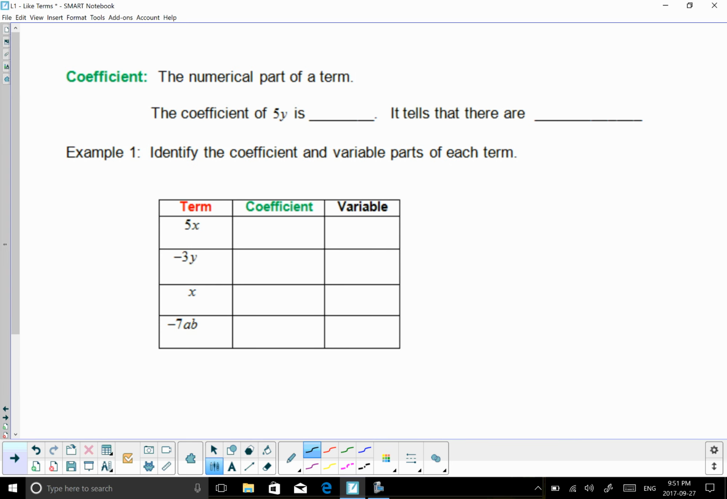The number part of a term is what we call a coefficient. So if we look at 5y, the coefficient is the number that's in front of it. So 5. It tells us that there are 5 y's.